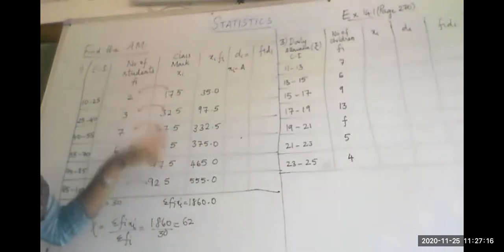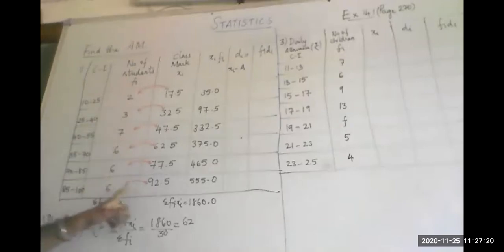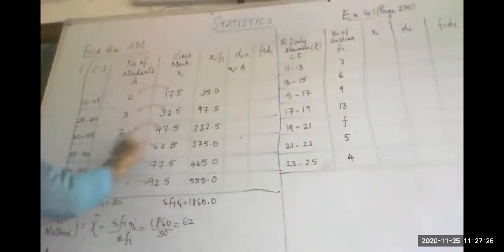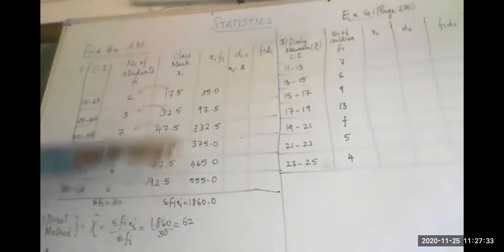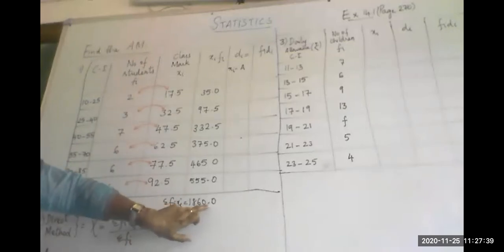Arrangement according to place values is very important. See, everywhere I have written it clearly to show you this is what is expected of you also. So once the product is done, that is 7 into 47.5, I have correspondingly multiplied. You also can multiply, you must definitely get these values. All right. Now when I add all these values, my sigma fi xi happens to become 1860.0.